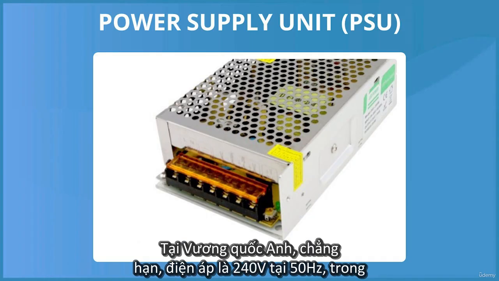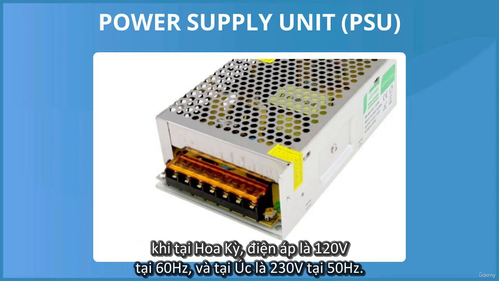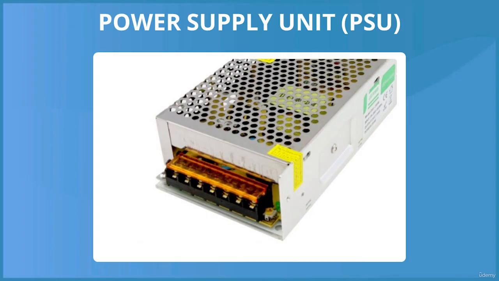In the UK, for instance, the voltage is 240 volts at 50 hertz, whereas in the USA, the voltage is 120 volts at 60 hertz. And in Australia, it's 230 volts at 50 hertz.